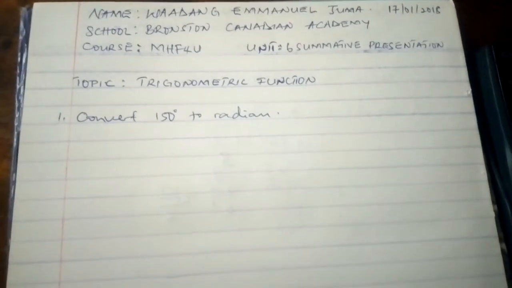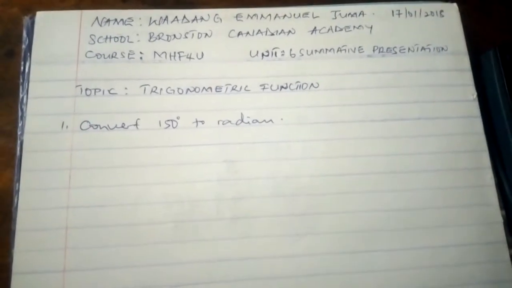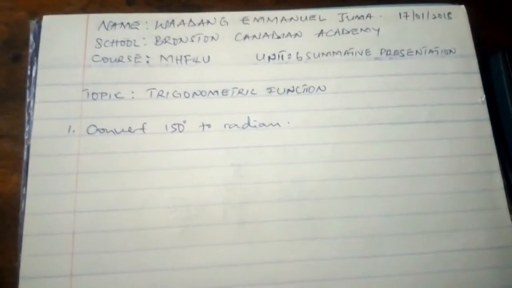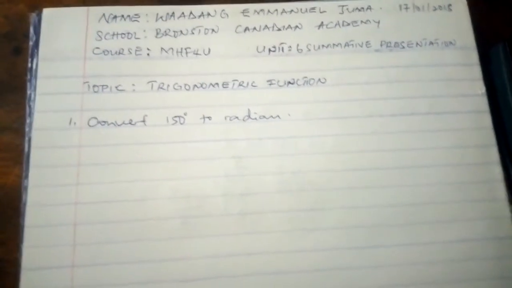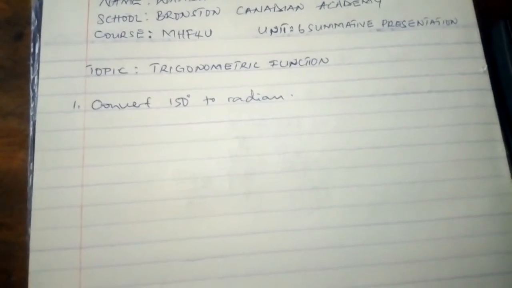Trigonometric functions is used by people of different professions. That is, engineers use and architects. Architects use trigonometric function to calculate the slope of a roof and then other angles. It can come in two ways. One can be asked to convert from degrees to radian, like number 1, or from radian to degrees.